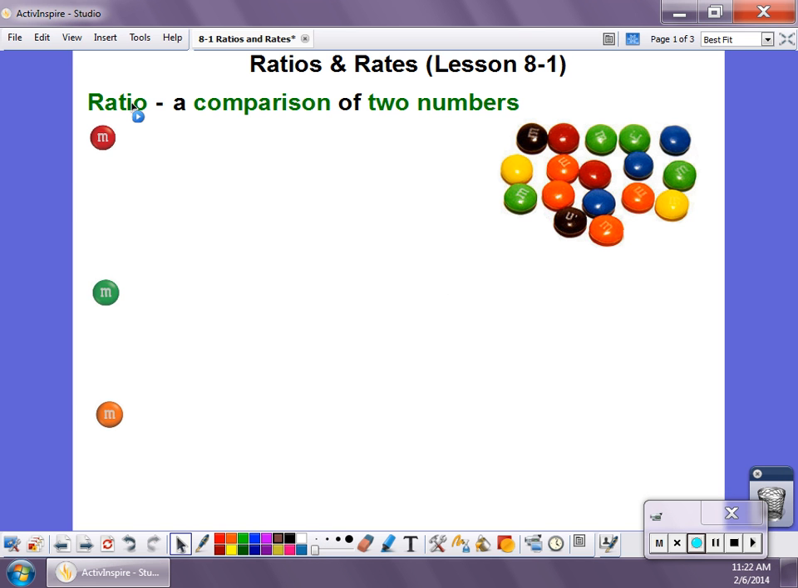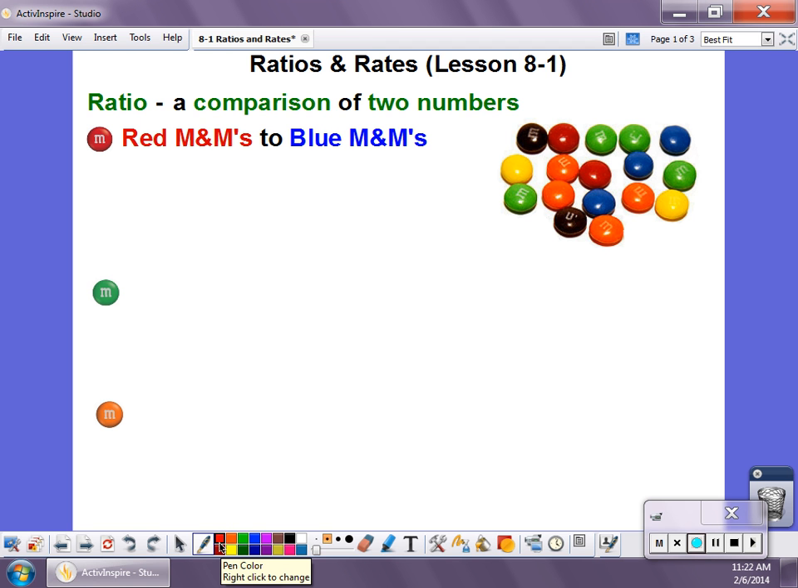A ratio is a comparison of two numbers, and we can use ratios to compare different things. For example, I'm going to compare my red M&Ms to my blue M&Ms. So the first thing I need to do is figure out how many red M&Ms I have. I see I have 1, 2 red M&Ms, and I'm going to compare those to my blue M&Ms. I've got 1, 2, 3 blue M&Ms.